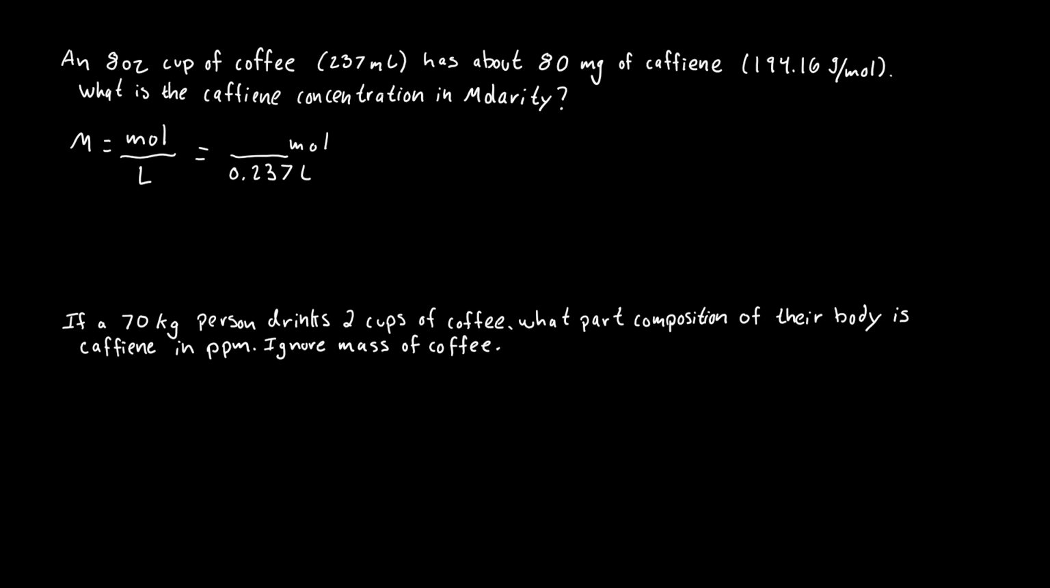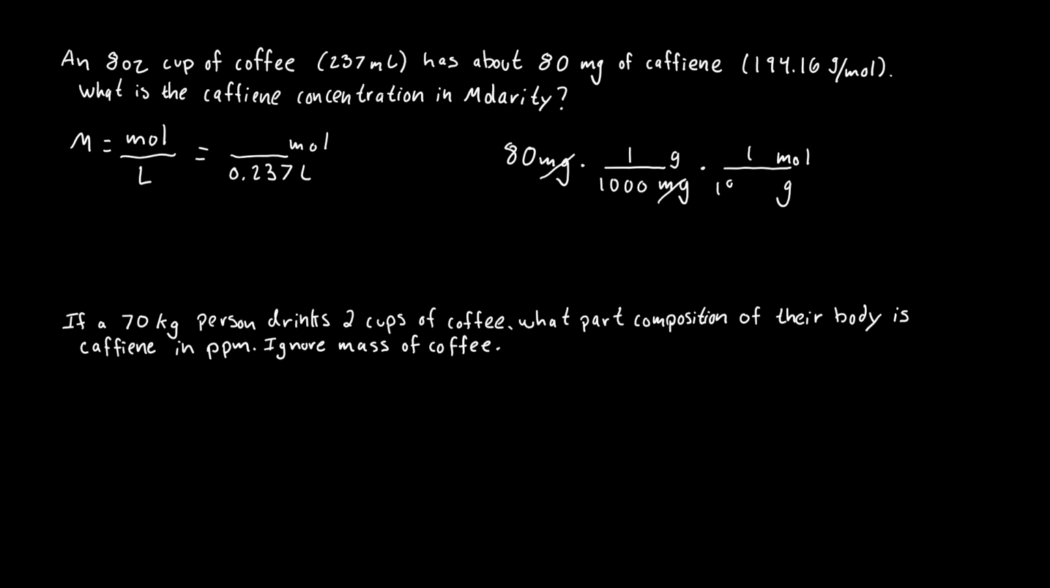Now for the moles of caffeine, we're given milligrams, which is similar to grams. So to convert from milligrams to moles, we need the molar mass. So we're given the molar mass here, which is 194.16. And so let's start with our 80 milligrams. Now doing dimensional analysis, we want to get to grams, so we need to cancel out our milligrams. And there are 1,000 milligrams in 1 gram. And then, now we're in grams, so we want to cancel out our grams on the bottom and have moles on the top. And that's where we use our molar mass.